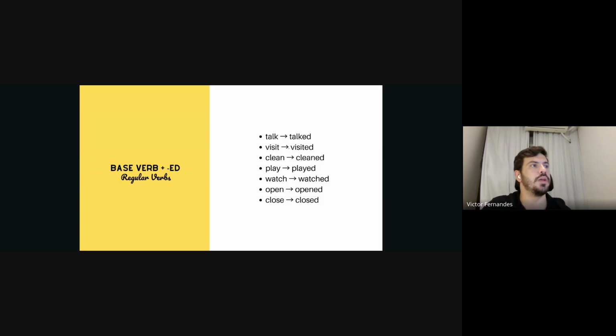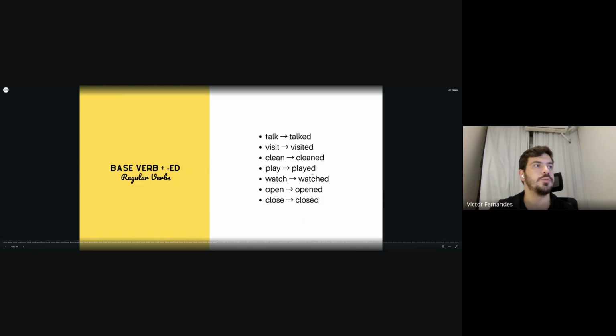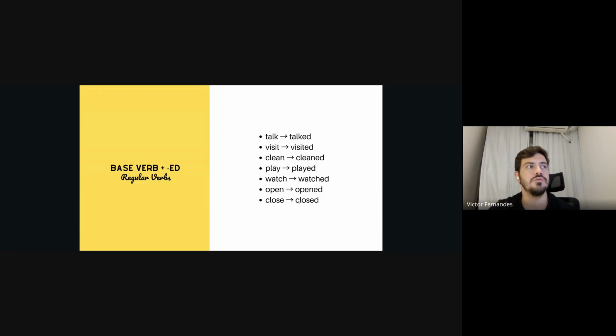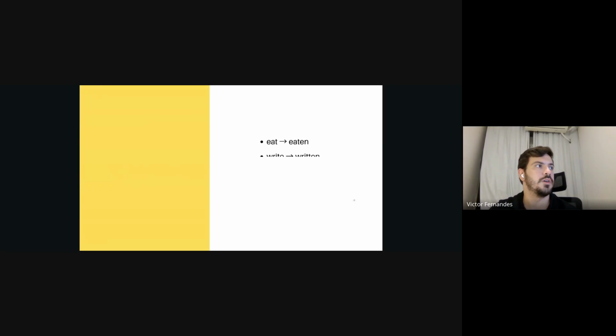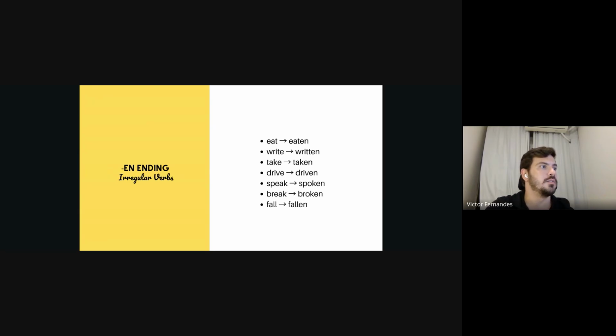So for this one, we have the base form of the verb, and in this case they're all regular, so we have open, watch, play, clean, visit, talk, and close, which are very common, especially when we are beginning to learn the verbs in the past. And those are the past participles of irregular verbs. So, for example, eat would be eaten, write, written, take, taken, drive, driven, speak, spoken, break, broken, fall, and fallen.